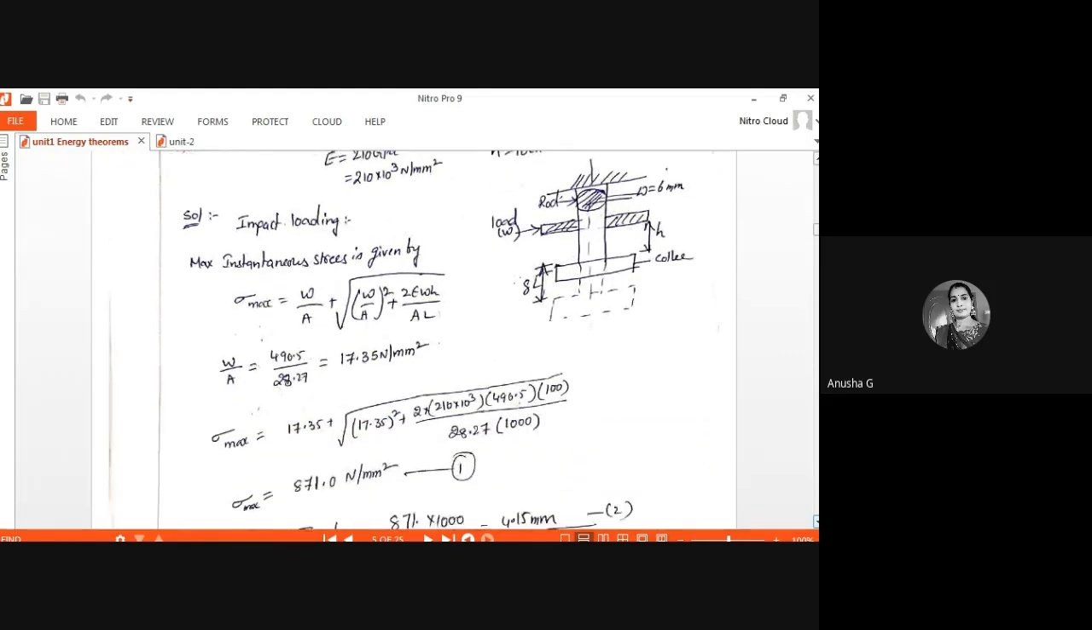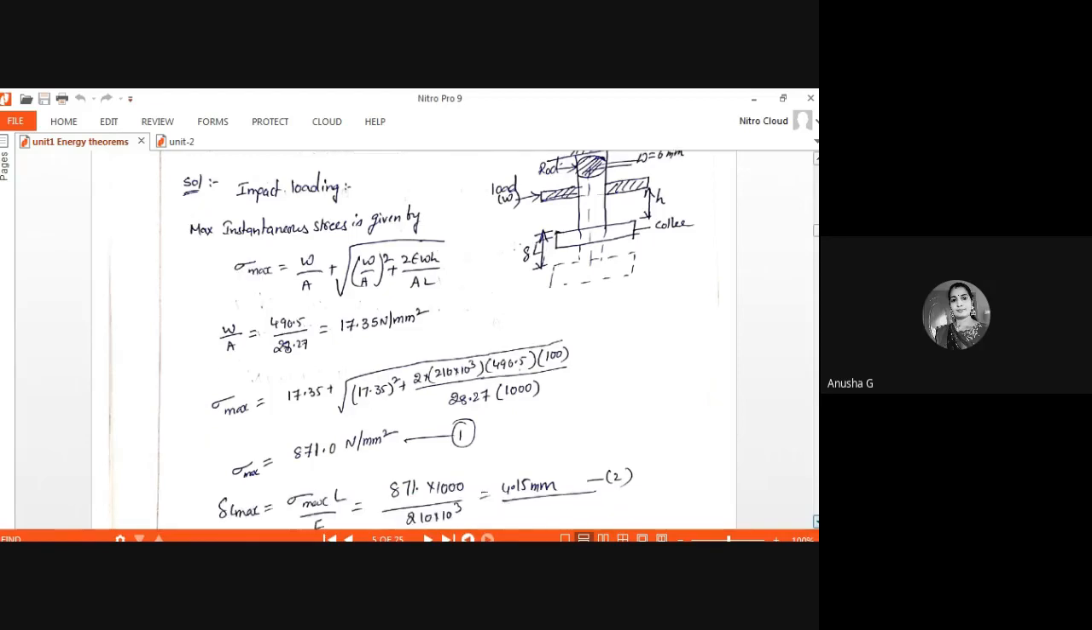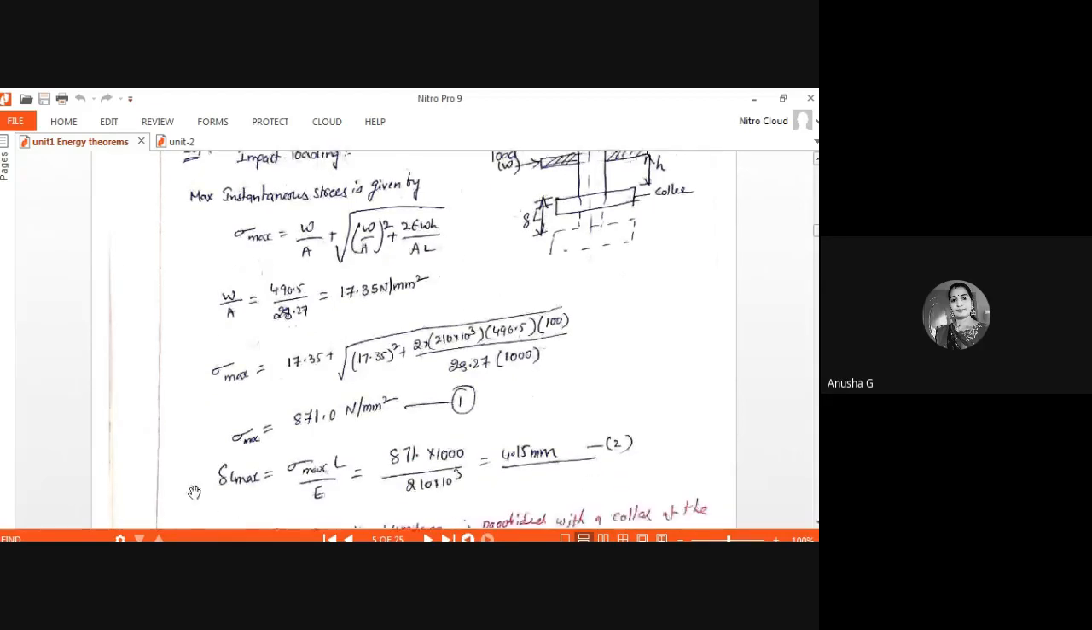If we substitute all the values, then you will get sigma maximum as 871.0 Newton per mm square. The instantaneous stress is 871. Another one is delta maximum equals sigma maximum into L by E. That is the formula. Change in length delta L equals sigma L by E.